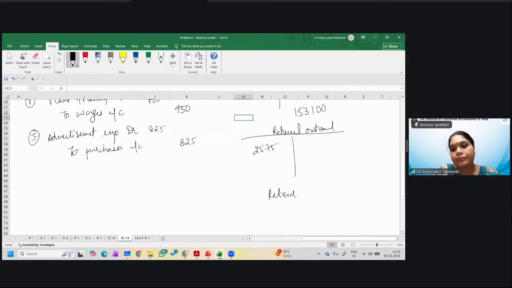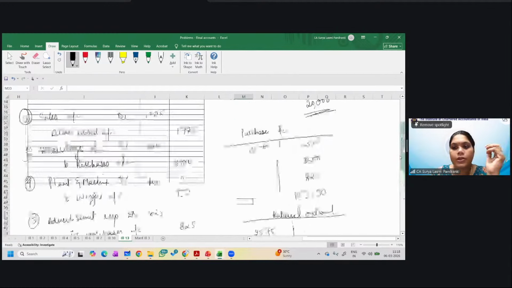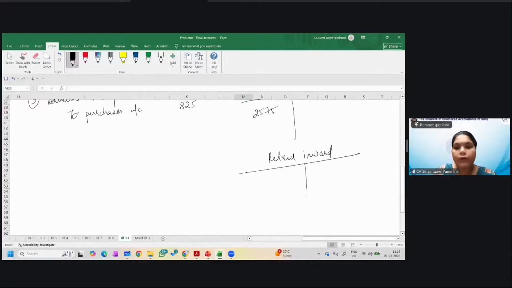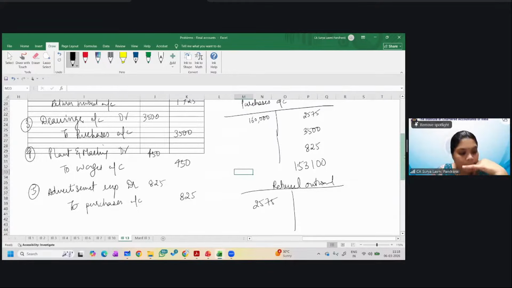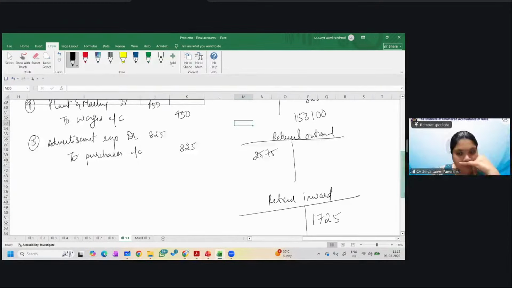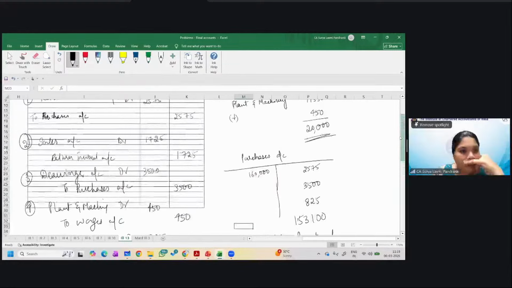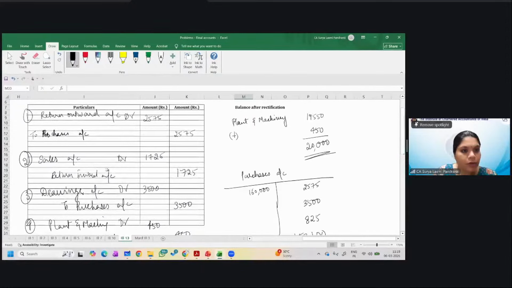And return inward balances. What is the return inward balance? 1,725. This is the only balance we have. We don't have any other balance, so I'm taking that. And we have the sales account also to be adjusted.